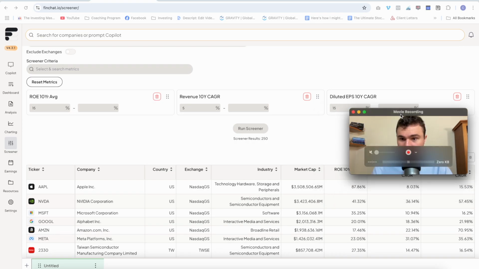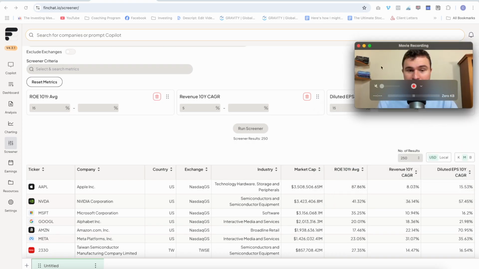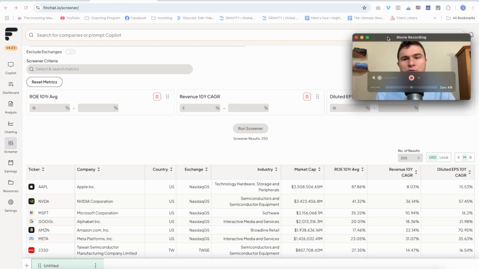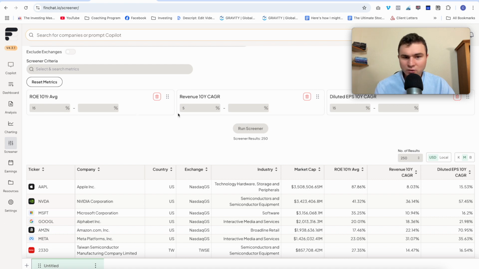Let me put my face in small. Run Screener, and I have found 250 companies. That's the minimum. I think that you have an even greater number of companies.